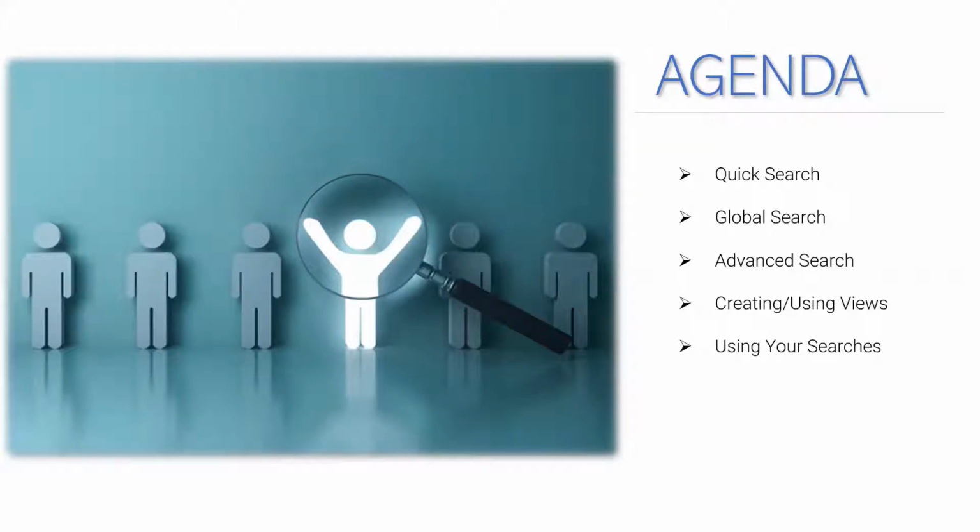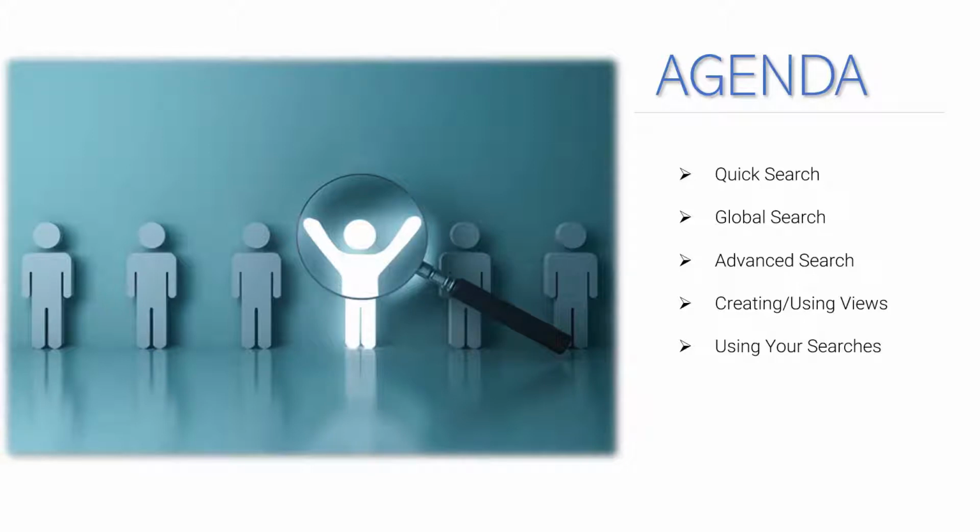So today, the topics we're going to cover are quick search, which is the box in the upper left corner of the screen where you can type in a few characters and it will quickly search and match all records in the list view for that combination of characters you've typed. Global search, which allows you to search across leads, accounts, and contacts modules at the same time.